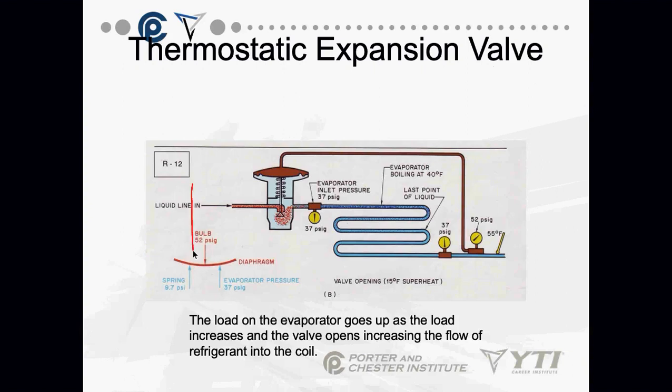So again, now my bulb pressure has warmed up. It's pushing down based on the spring pressure and the evaporator pressure. Okay, so now we've opened. We're starting to open up. Our superheat is still high because it takes a few minutes for it to respond. So we're now opening up the refrigerant, increasing the flow of refrigerant into the coil. Superheat's too high.